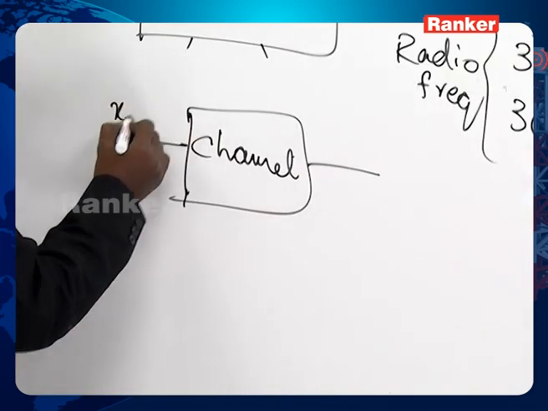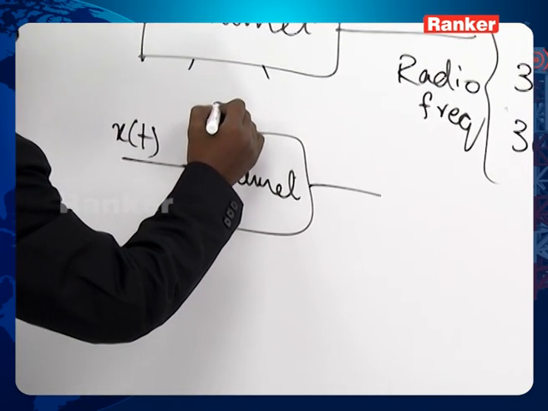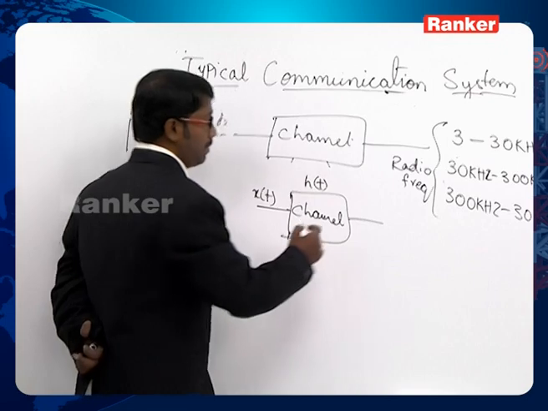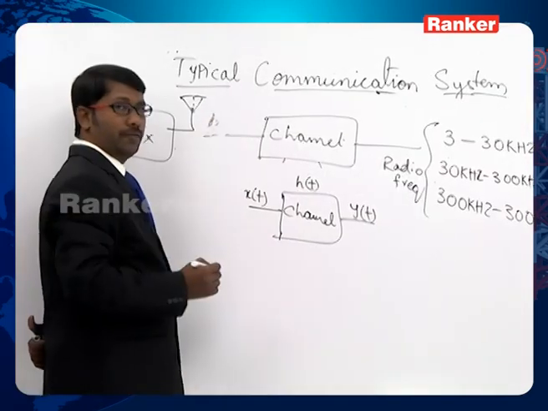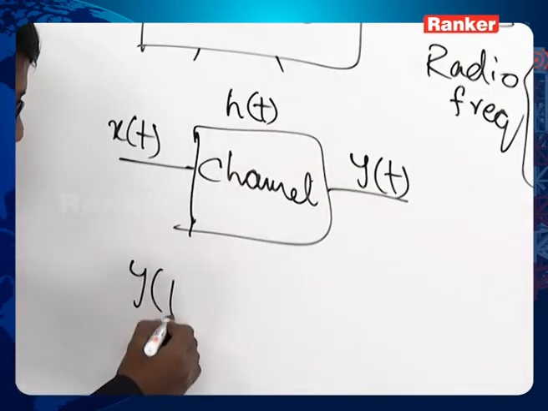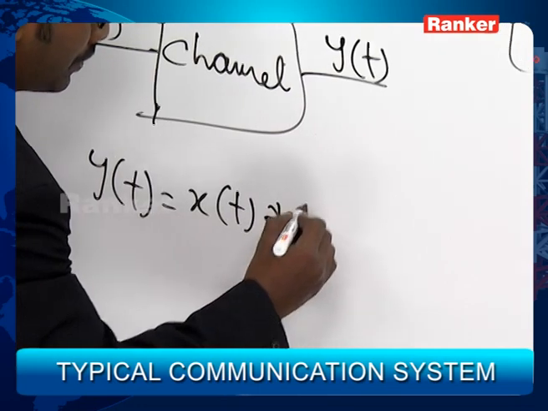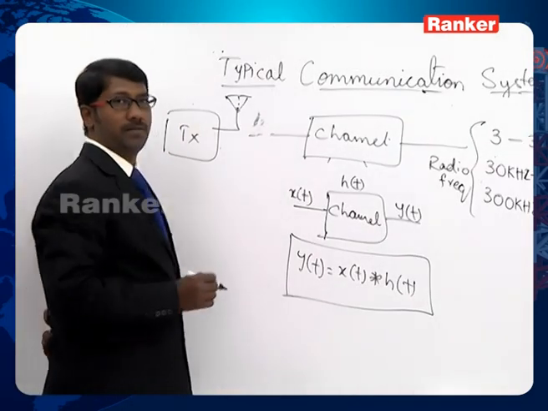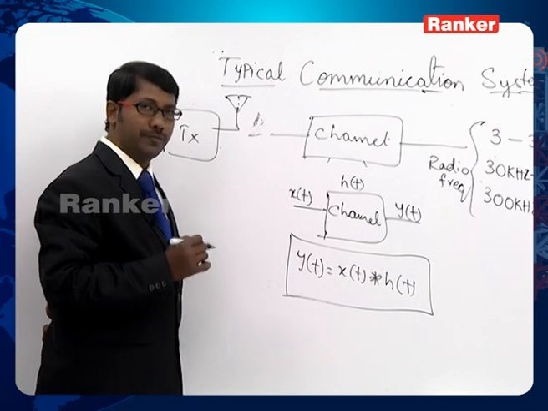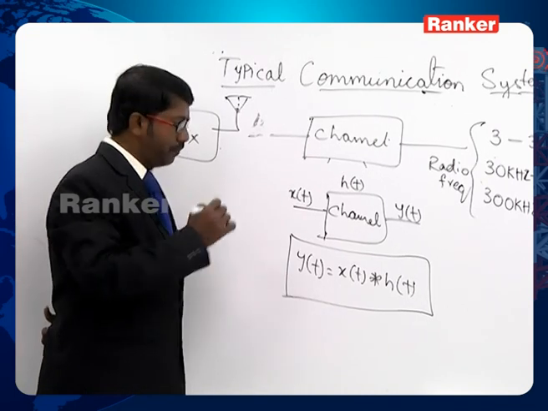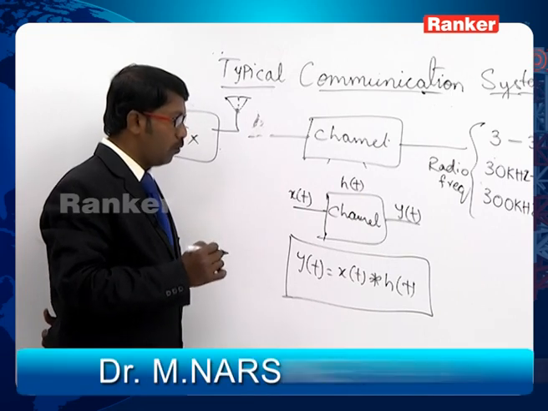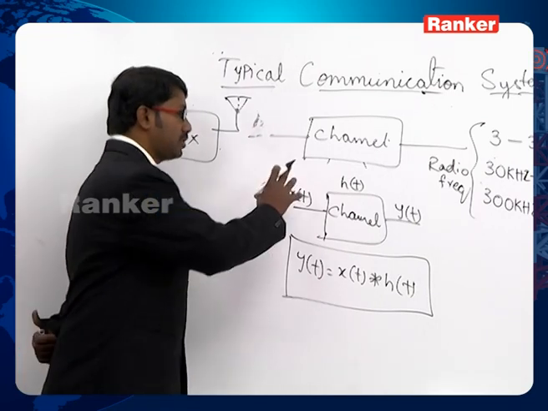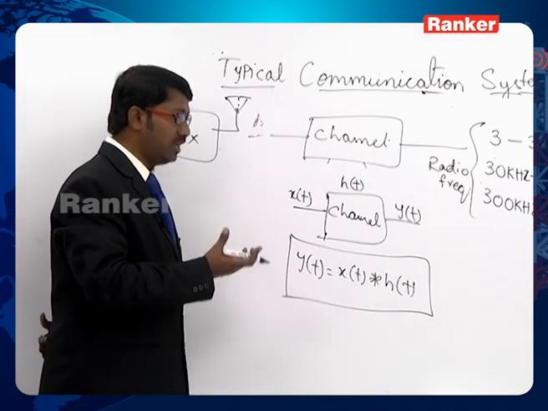If I am going to call my input signal x of t, my channel to have a transfer function called h of t, and my output to be y of t, then I would call y of t as x of t convolved with the transfer function of the channel. This is a more meaningful definition of what is called a channel. So, I would refine the definition of channel as not merely a medium of communication, but as a block, a transfer function which is changing the characteristic of your input signal. So, my input signal is convolved.